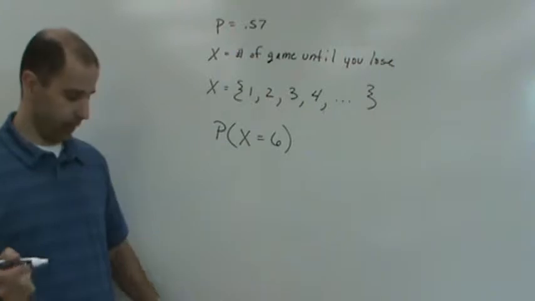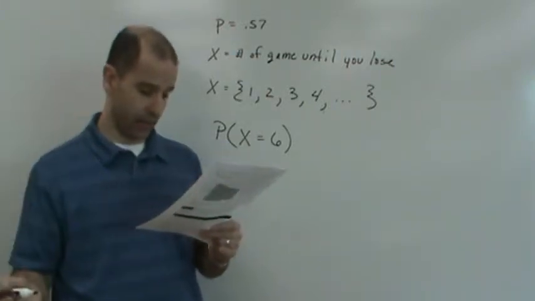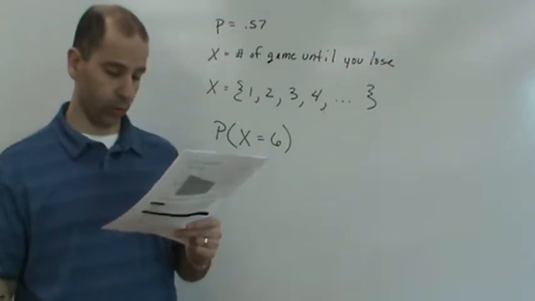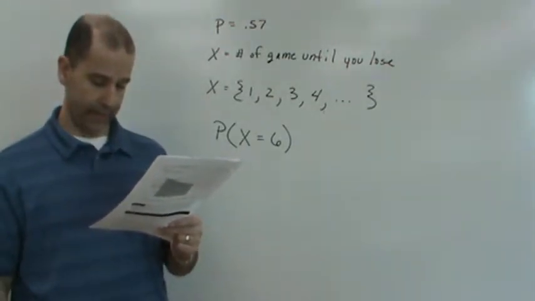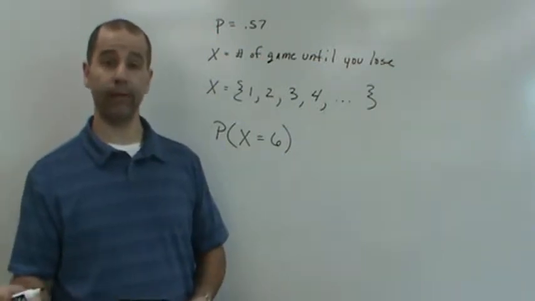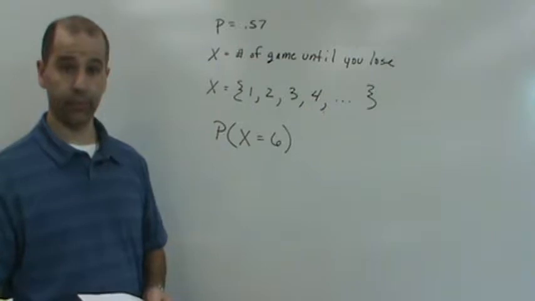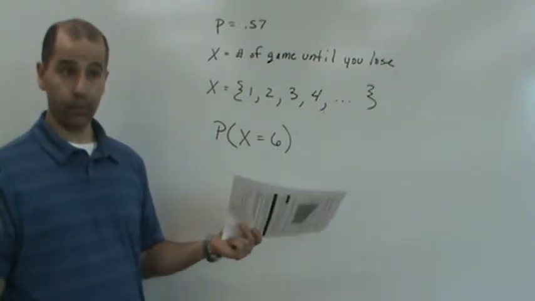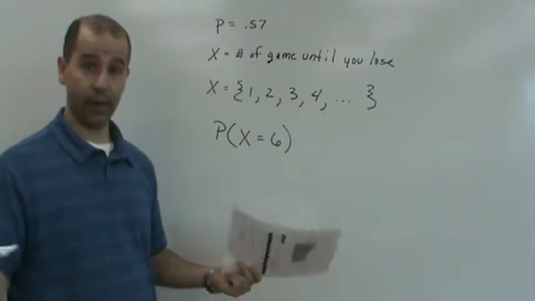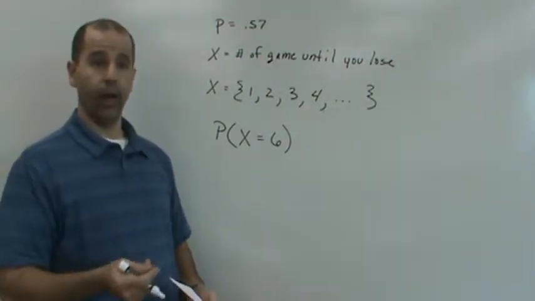Are the games independent of each other? It says you play a game of chance that you could either win or lose, and you play until you lose. Yes, this would be independent. Think of a roulette table or a blackjack table. These are all games of chance where each play of the game is independent of any other play. So we're going to assume that these are independent, so that's good.